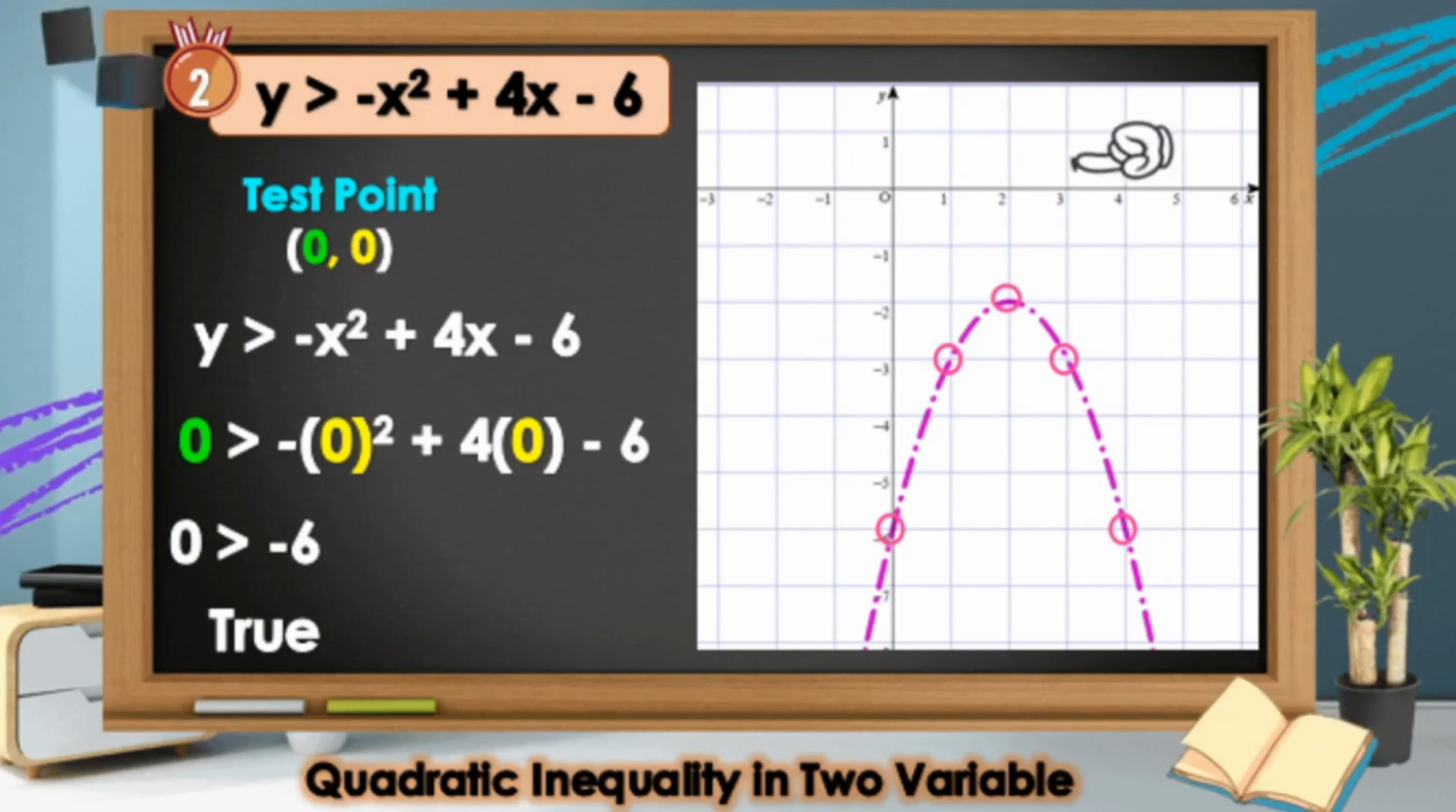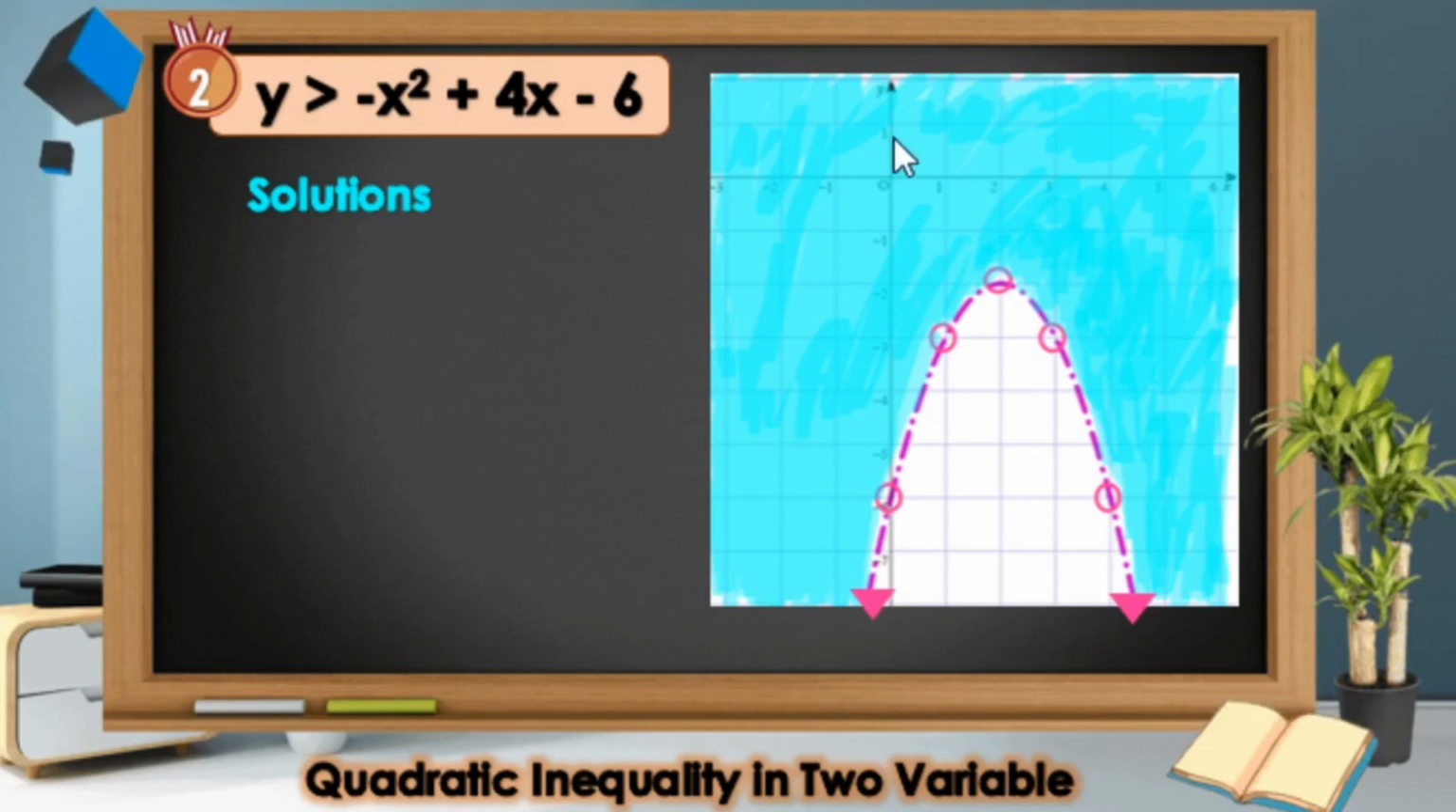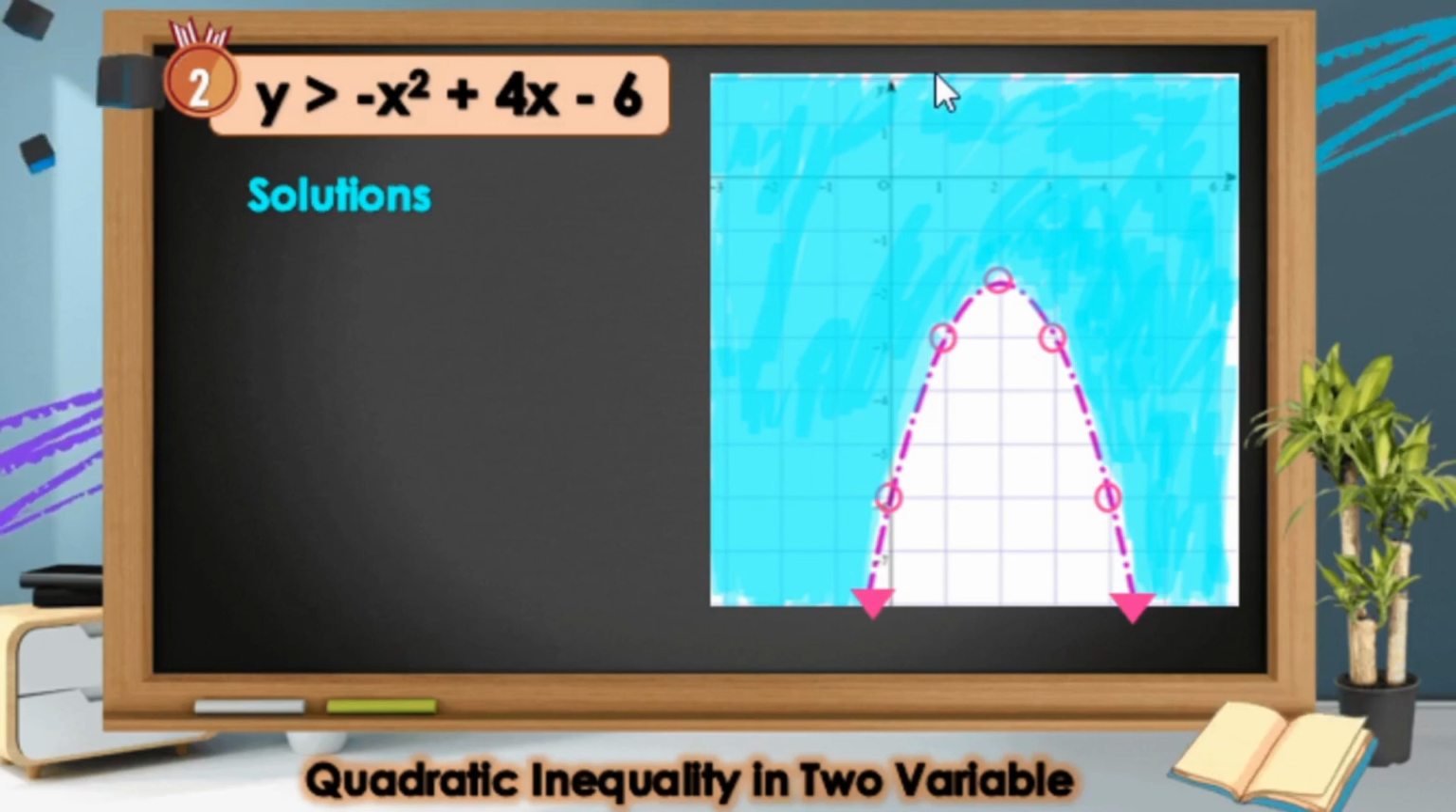No? So, therefore, ang magiging graph natin pag sinade natin ay ganyan. So, ganyan yung magiging graph dahil ito yung sinade natin. Dahil dito, nag-true ang ating test point 0, 0. So, therefore, lahat ng points na nandito sa region na to, sa shaded region natin, ay mga solutions ng ating quadratic inequality y is greater than negative x squared plus 4x minus 6.